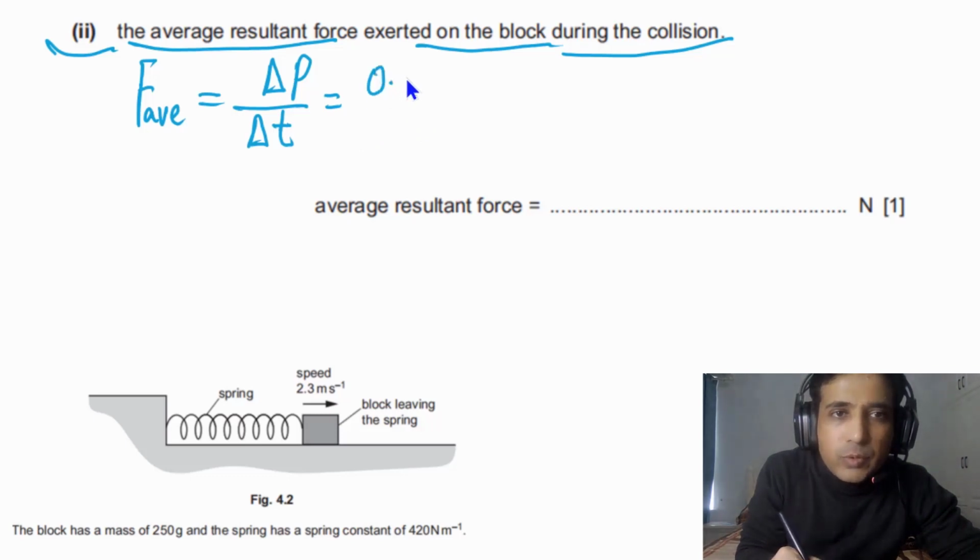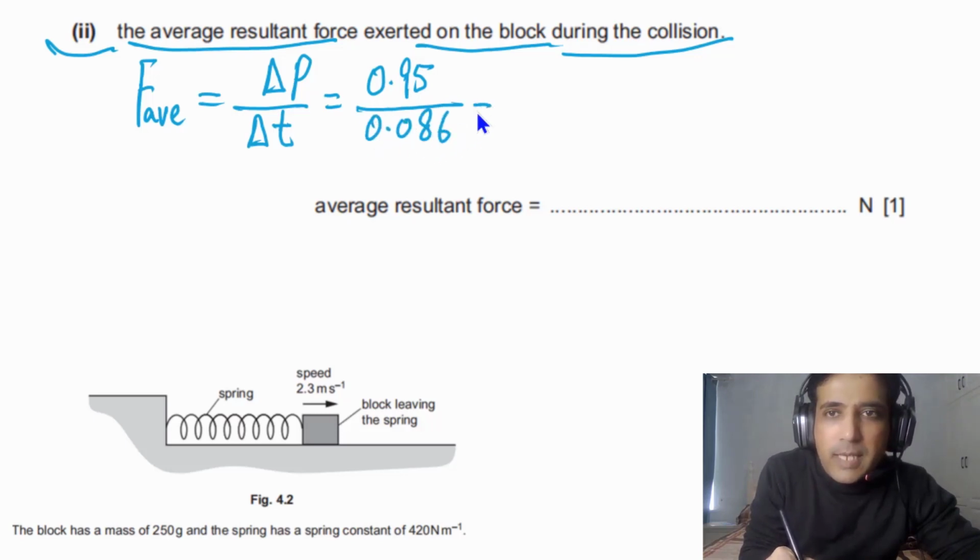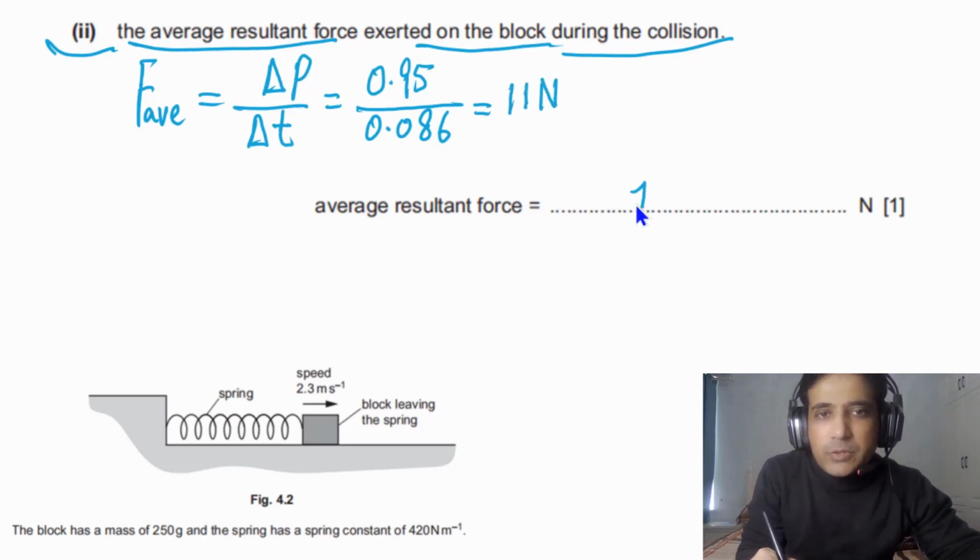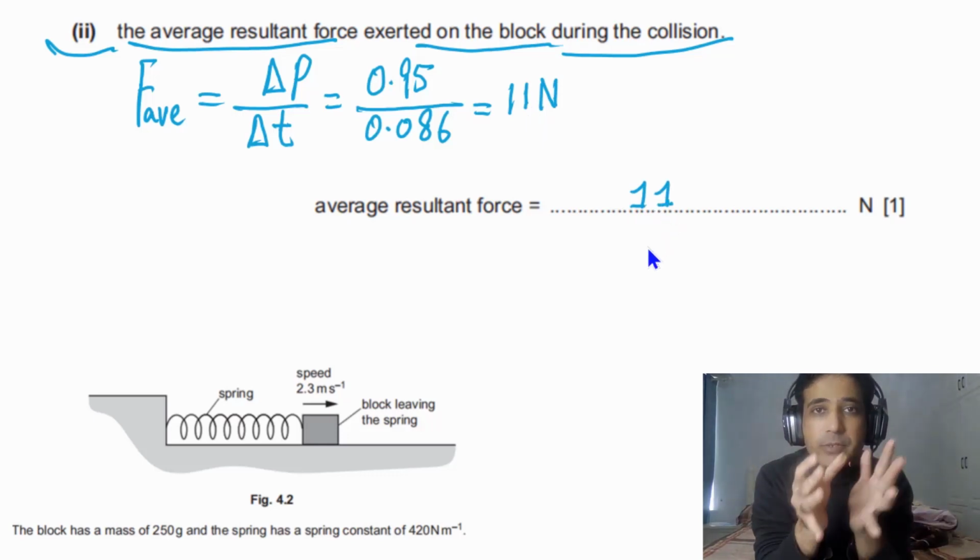that was 0.95, and the time of impact is given to us, that is equal to 0.086 seconds. So if we solve this one, our final answer will be equal to 11 newtons up to 2 SF. So this is our final answer. So this is how you can figure out average resultant force.